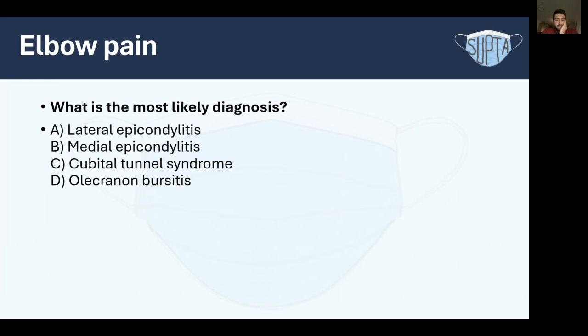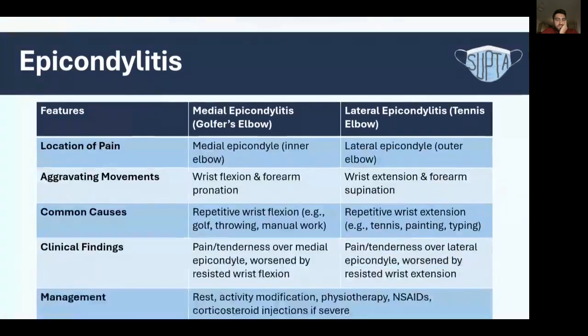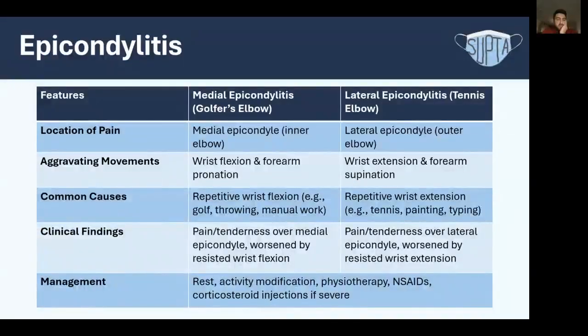And yeah, there's a table just summarizing the epicondylitis and the differences. So the location of the pain is on the medial epicondyle in medial epicondylitis, golfer's elbow, and yeah, that's one of the main things that would distinguish.